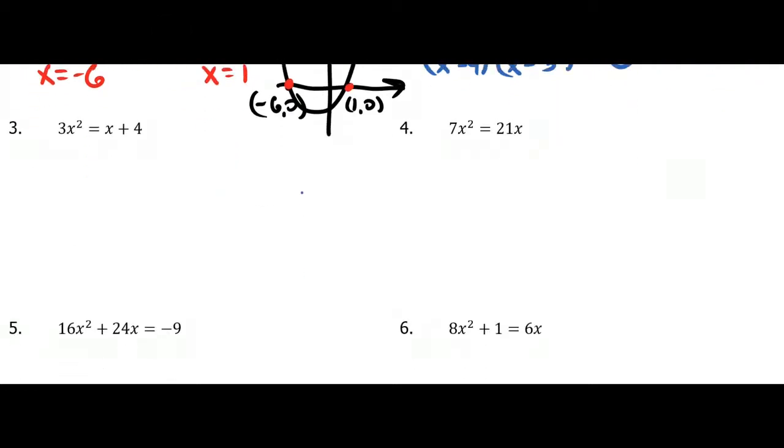Number 3, we need to set this equation equal to 0, so we're going to subtract both x and 4 from both sides.